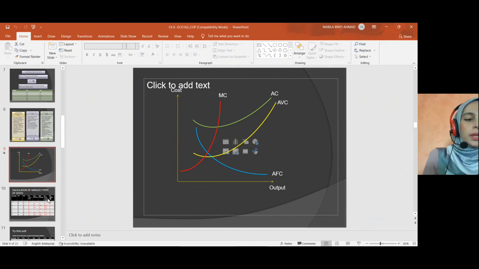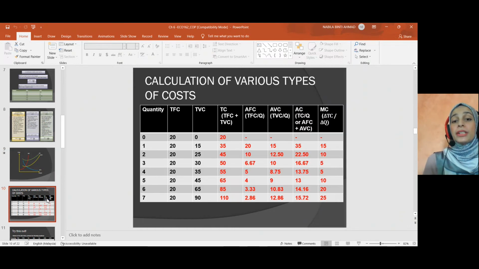Right? Okay. So now kita nak lihat bagaimana cara kita nak mengira lah, how to calculate cost, right? So here contohnya yang warna hitam ni adalah information yang kita ada. So quantity yang kita ada 0 until 7, total fixed cost fixed and total variable cost. So boleh tak kita nak cari total cost? Boleh lah. Bagaimana? Total fixed cost plus total variable cost. 20 campur 0, 20, 20 campur 15, 35 dan seterusnya. So remember that when quantity 0, total fixed cost value dia akan sama dengan total cost.